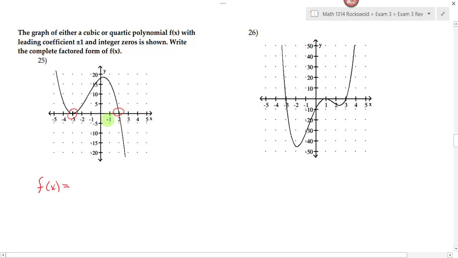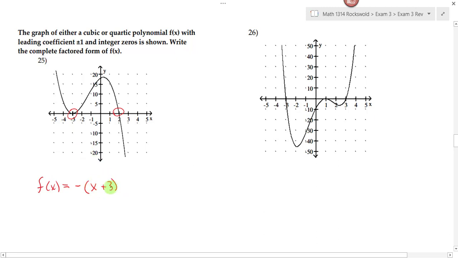I have two zeros here. Is my leading coefficient going to be positive or negative? Negative, because it's going down, it's decreasing. Remember, negative starts at the top and works their way to the bottom. So this will be negative. One of my zeros is at negative 3, so a factor would be x plus 3.